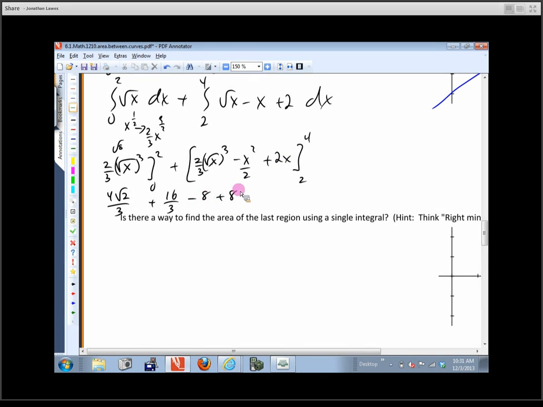Plus 8. Minus, and I'm definitely going to use a set of parentheses here. I'm going to plug in a 2 into this one. I'm going to get the same answer I had right here. So that's going to be 4 radical 2 over 3. Plug in a 2 here. That's going to be 4 over 2. So that's going to be minus 2. And that's going to be plus a 4. How are we doing so far?